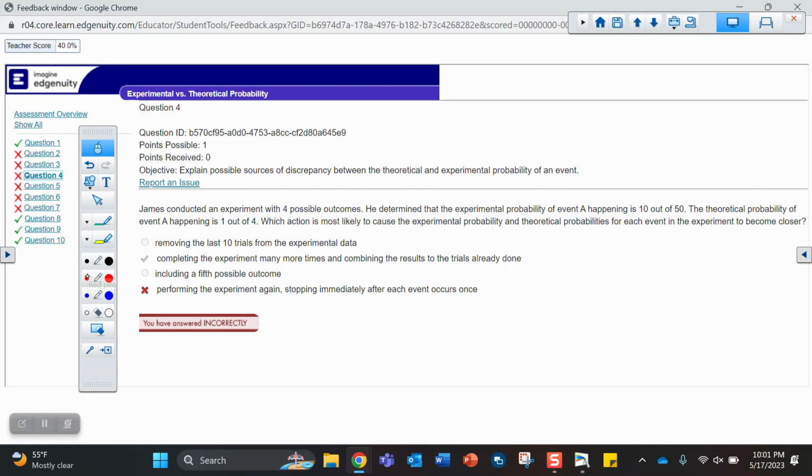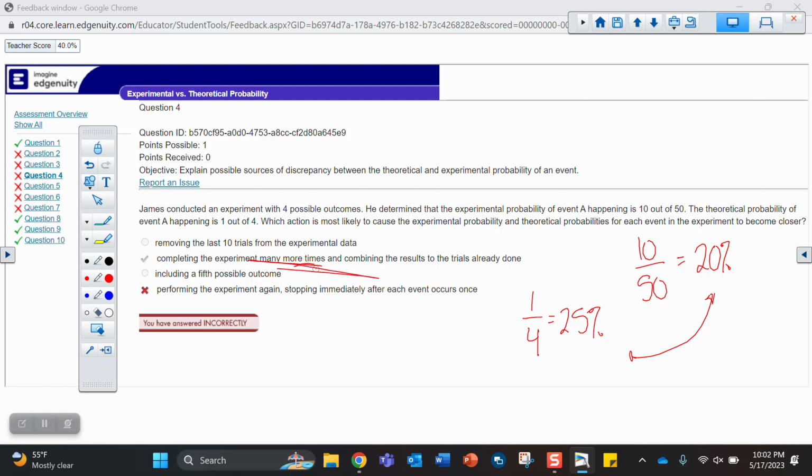So what happened was the experimental probability was 10 out of 50. And theoretical is 1/4. So that's 25%, but 10 out of 50 is 20%. So we're trying to figure out how do we get these two numbers to actually be closer, and it would be to perform the experiment many more times and combine all the results.